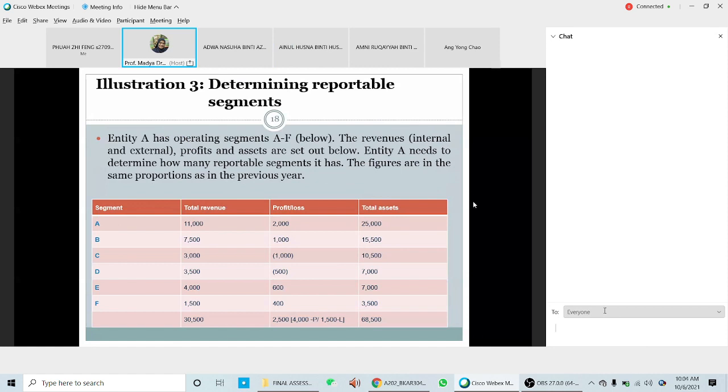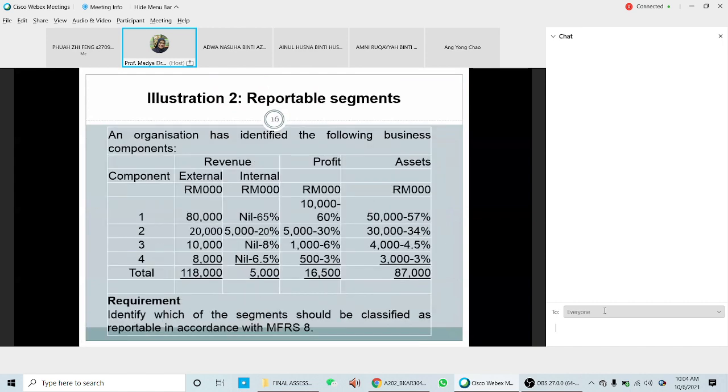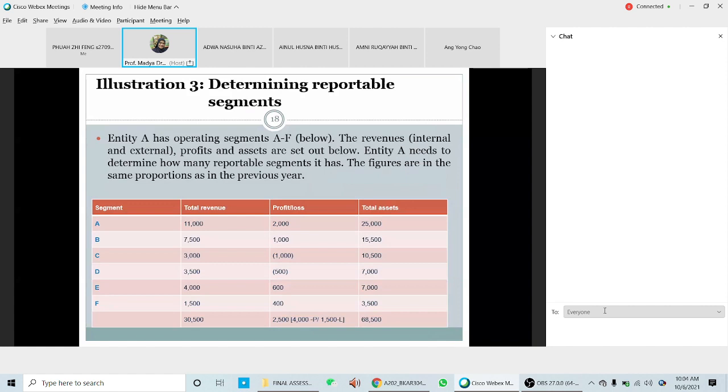Okay, the important thing that you need to know under reporting segments is that there are two items. The first thing is to determine the operating segment. The operating segment is classified either based on product or business line, or based on geography, so based on locations. From the operating segments, we then need to determine the reportable segments.